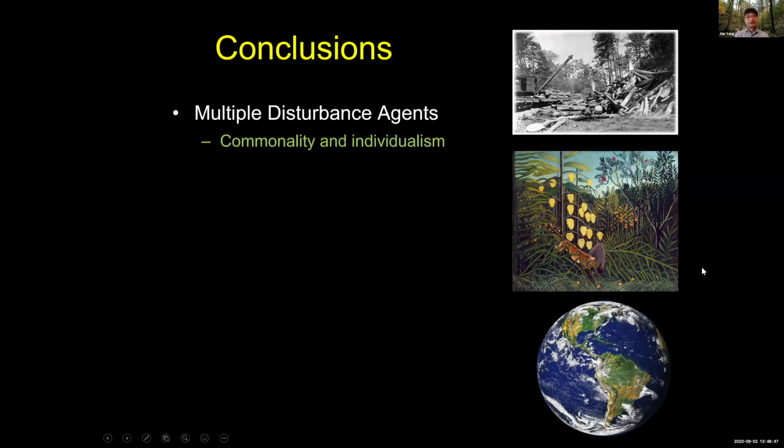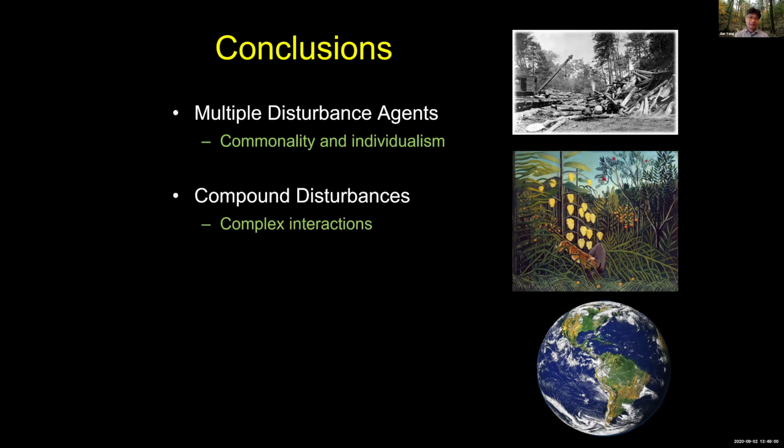So in conclusion, there are multiple disturbance agents, and they all have their own individual impacts, but also some commonality in terms of their impacts on the forest landscape. We really need to look at the compound disturbance. We cannot just look at one disturbance at a time. We need to look at the complex interactions, both the disturbances happening within our forest, and the disturbances happening within the forest and adjacent to the forest.